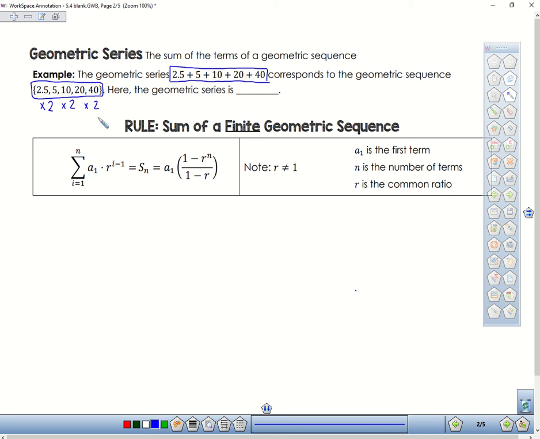And you always want to confirm that with all the terms that you're provided. There's not going to be an extensive list. Look through and make sure it works. So yes, it is geometric because we have what we call a common ratio. And the common ratio here is 2.